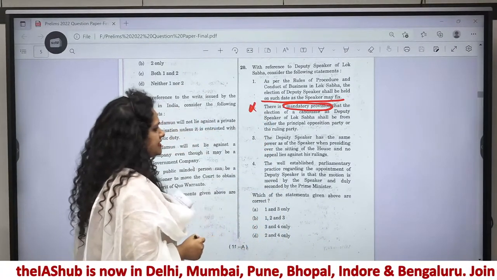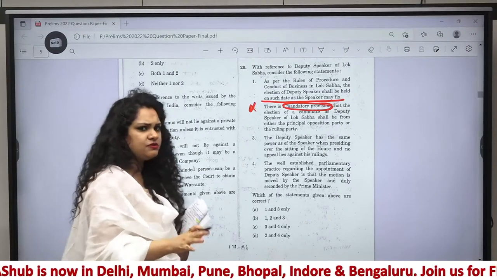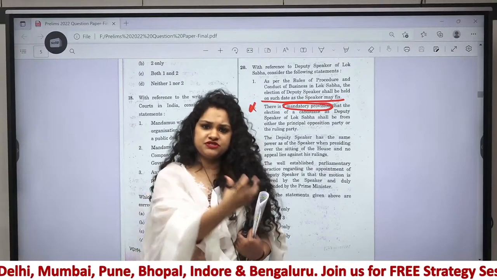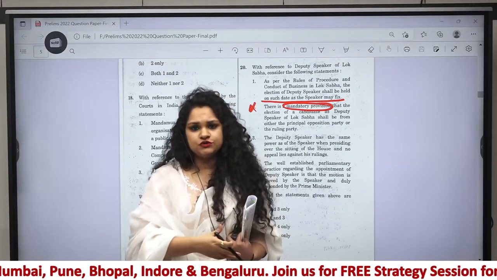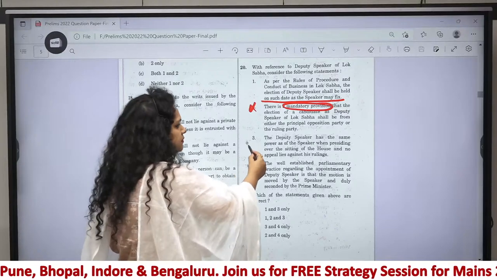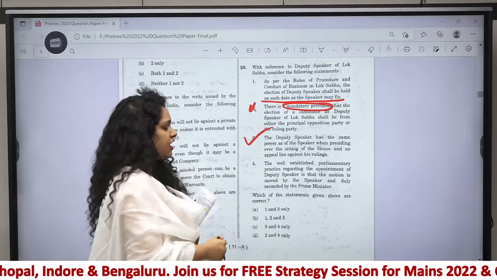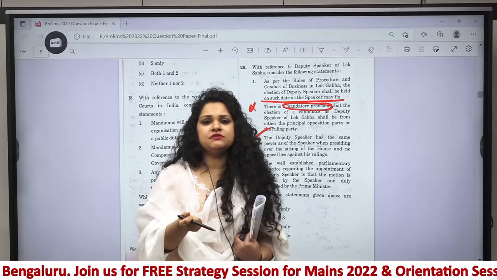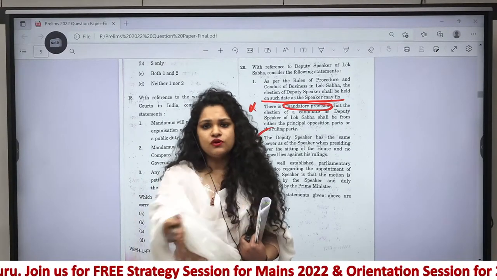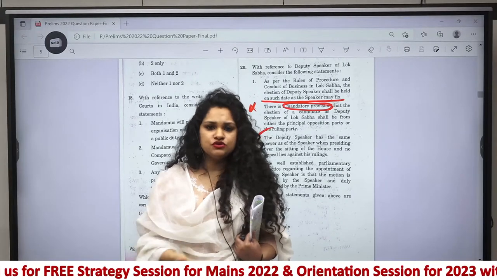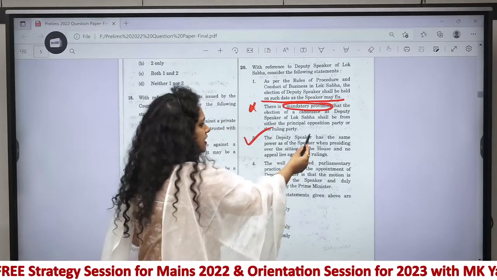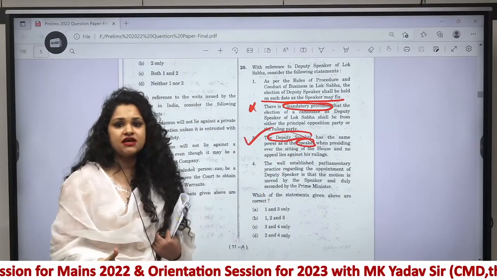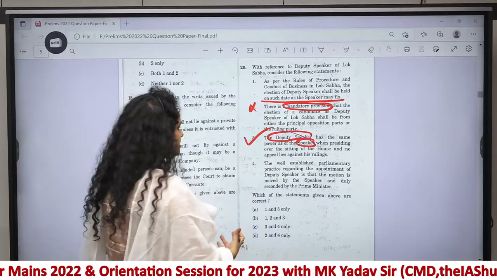The deputy speaker has the same power as that of speaker when presiding over. Normally, we've also seen that when one person assumes the roles and responsibility of the other, the position gives it all the powers that were given to the previous incumbent. So we'll say that the deputy speaker has the same power as that of speaker. Of course, because when the person is assuming the position, he or she must have that power naturally to conduct the business. Otherwise, with lesser power, you're not able to conduct the business that has been earlier conducted by the speaker, right? The same powers should be there if the house is to function that way.